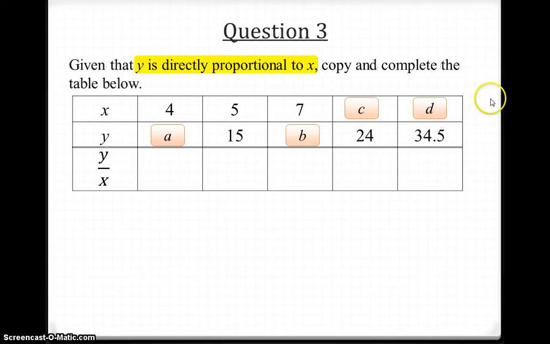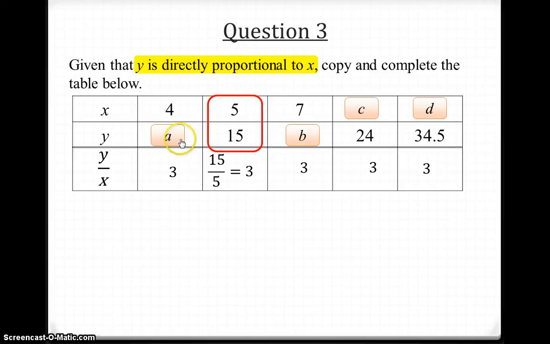And I know for direct proportion, y over x is always equal to a constant. But how to find that constant? What information can we make use of to find the constant? Yes, if you notice, only this pair is given. So we can make use of 15 divided by 5. Then we know that the constant is 3, which means for other sets of data, the constant will be equal to 3 as well.